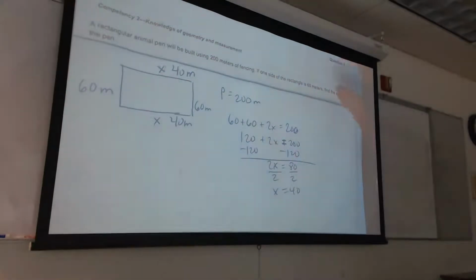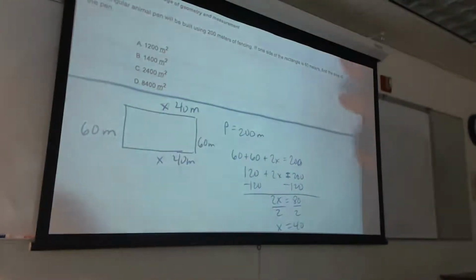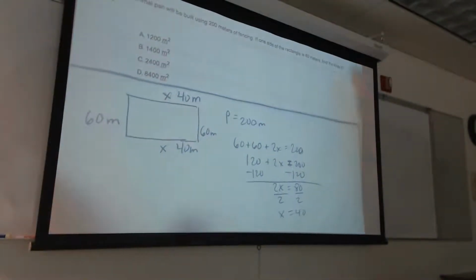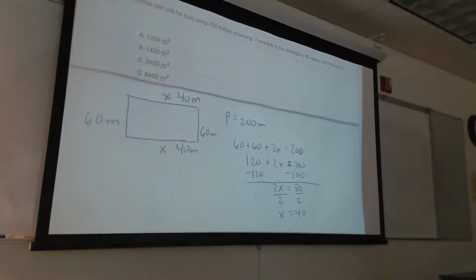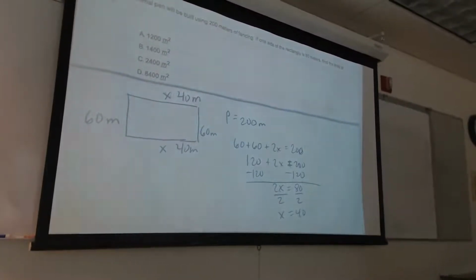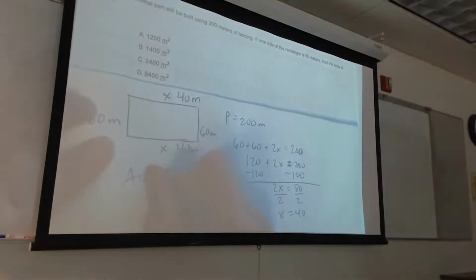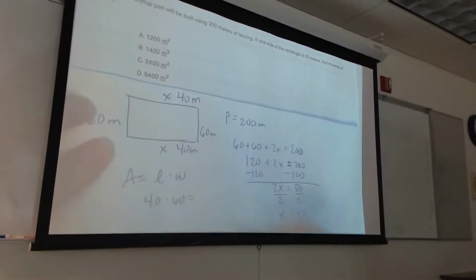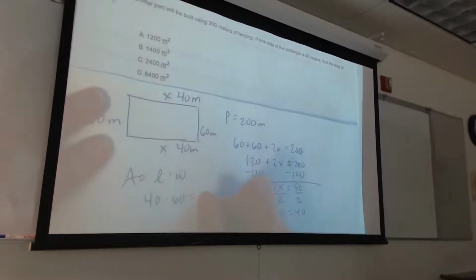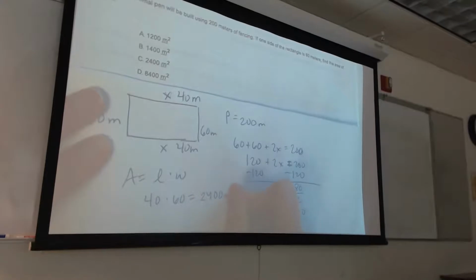Let's look at the answer choices. Is 40 there? Oh, wow, they didn't trick you. I was prepared for them to trick you. Be prepared that they might put 40 as an answer, because now you've found one of the lengths. Okay, so now what are they wanting us to do? The area. So how do I find area? Area is length times width. 40 times 60 is 2,400 meters squared.